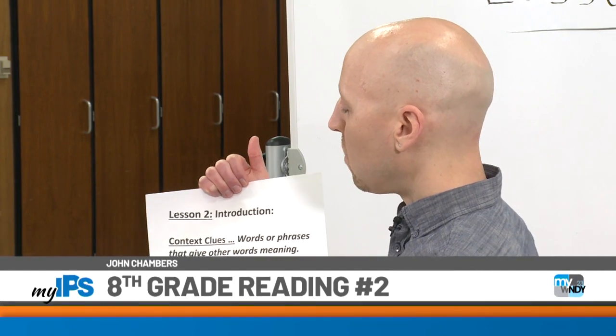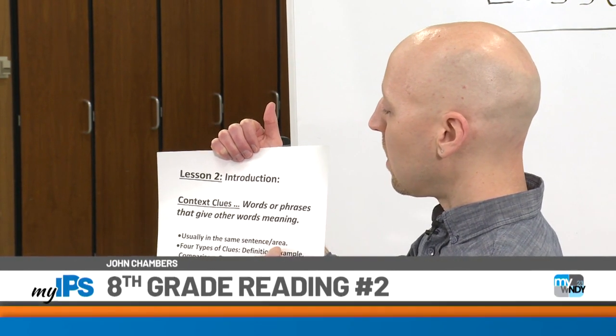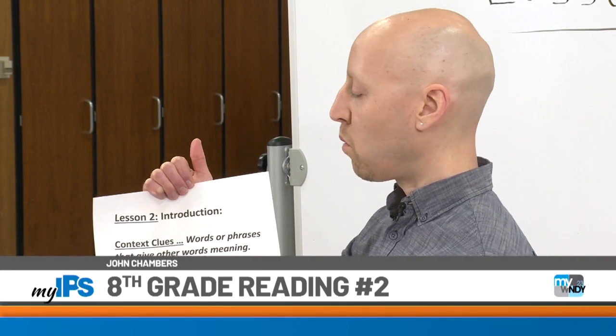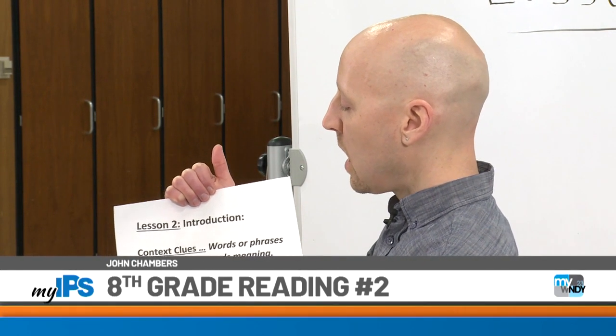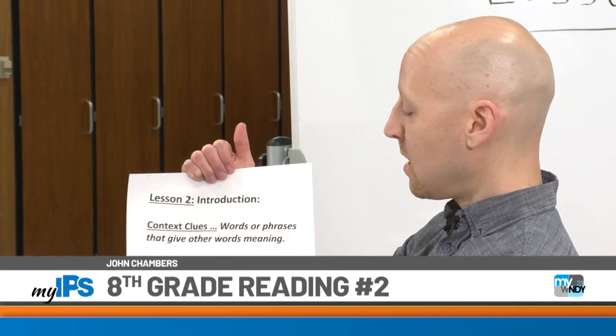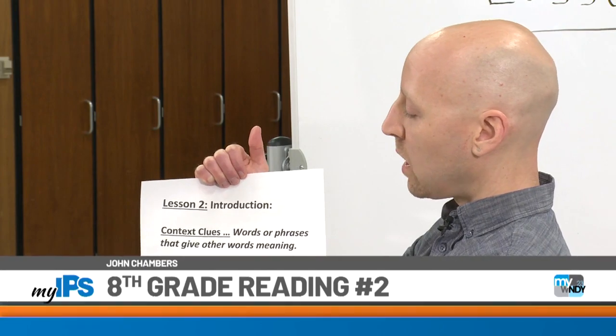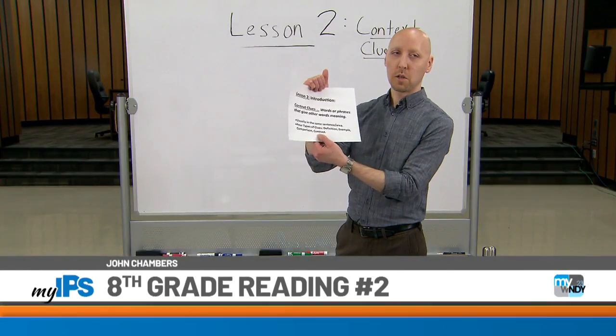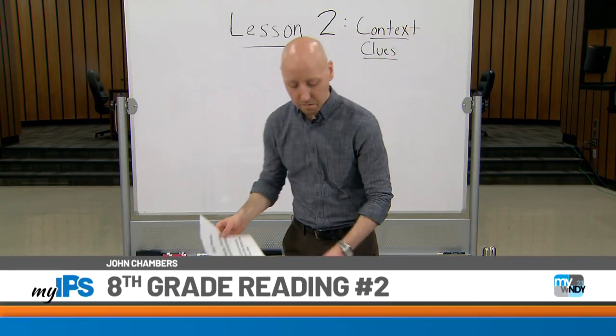Maybe they show a contrast. Maybe they show an example. So they're usually in the same sentence area, really before that sentence or after the sentence or right next to the word we're trying to define. And as I sort of hinted at, there are 4 types of clues: definition, example, we might have a comparison, and then a contrast, so something that shows the opposite of something.